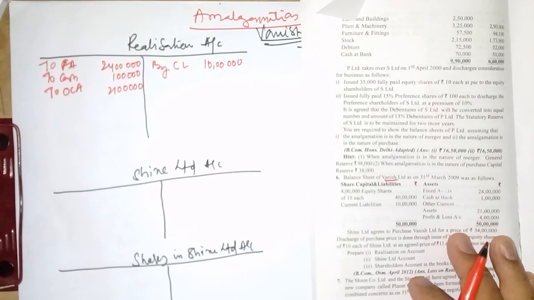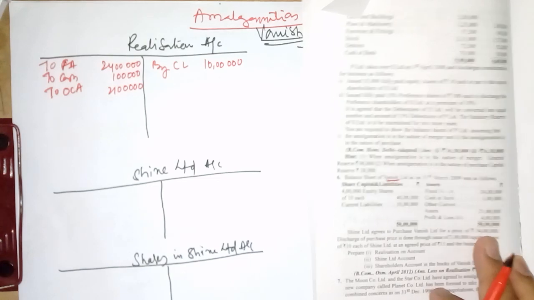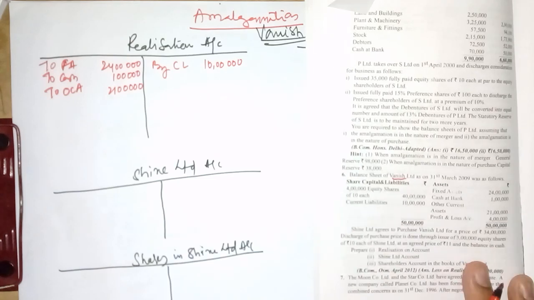Next entry is the purchase consideration due entry, PC due. How much PC do we have to receive? 34 lakhs we have to receive. From whom do we have to receive? From Shine Limited, being the transferee company and purchasing company. So how much? 34 lakhs.